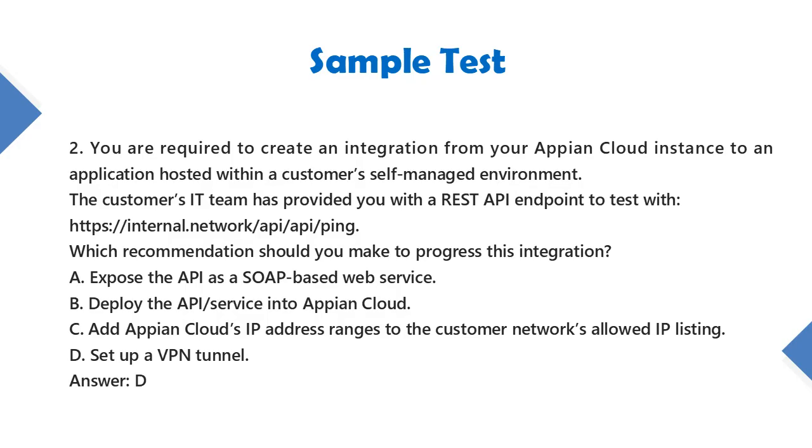A. Expose the API as a SOAP-based web service. B. Deploy the API service into Appian Cloud. C. Add Appian Cloud's IP address ranges to the customer network's allowed IP listing. D. Set up a VPN tunnel. Answer: D.